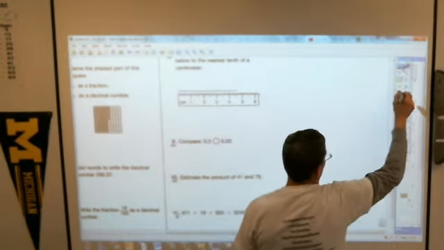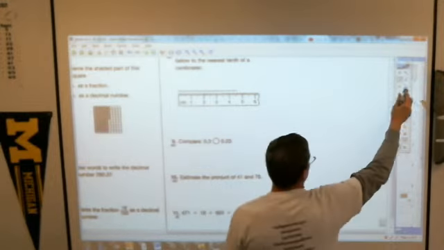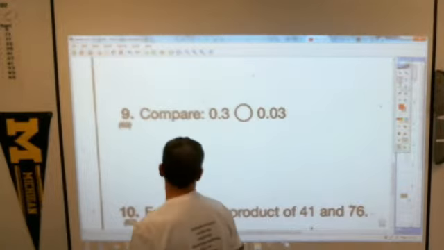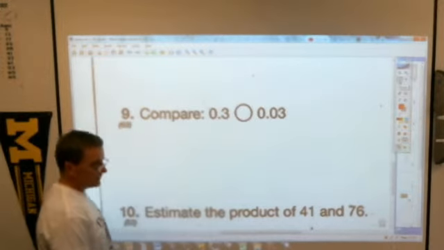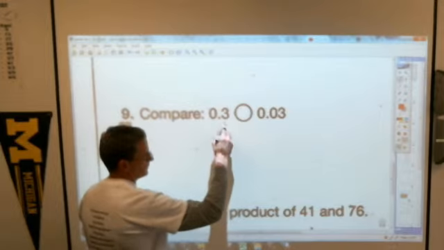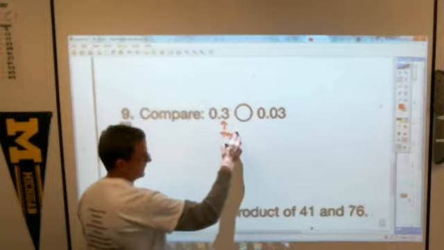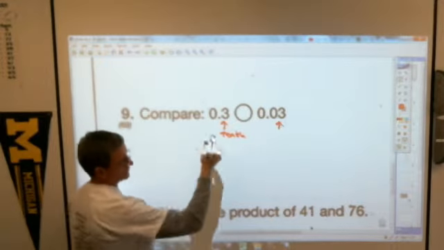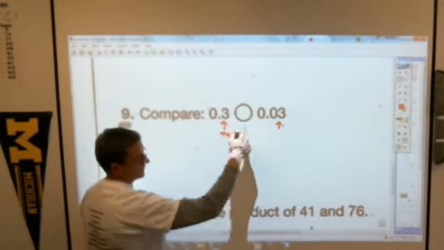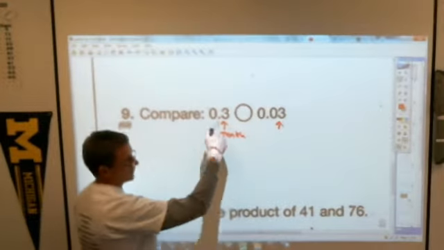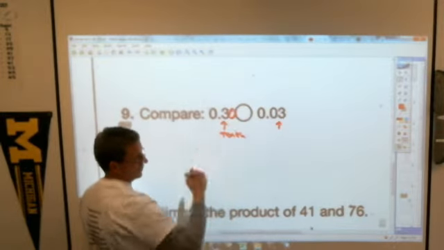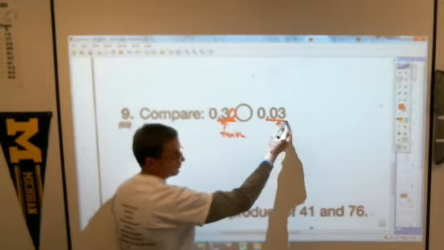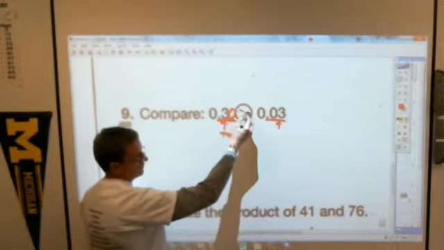Here was the deal when we talked about comparing decimal numbers. Yes, these both have 3's in them, but they're in different places. This 3 is in the tenths place. This is in the hundredths place. Remember, we can always add zeros to the end of a decimal. See how this has 2 digits at the end of a decimal? This only has 1. But if you put another 0 there, this is a 30, and this is a 3. 30 would be bigger than 3.